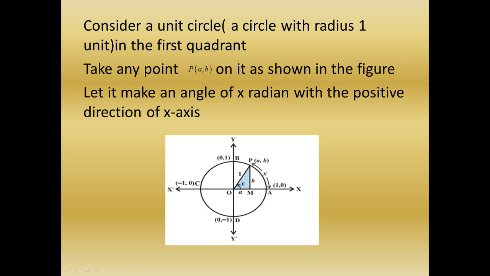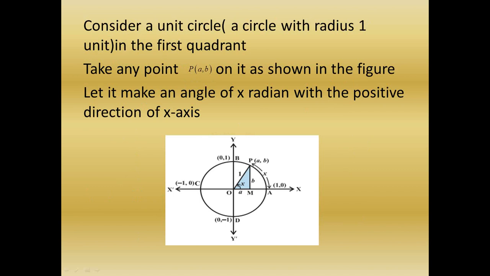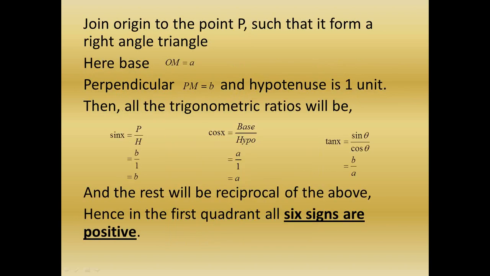And here the angle is, as I have told you in my first lecture in trigonometry, when we take the angle anti-clockwise the angle is positive, and clockwise the angle is negative. Now we join all the 3 points, and we can see that it's a right angle triangle. So I have written, join origin to the point P such that it forms a right angle triangle. Here base OM is equal to A, and perpendicular MP is equal to B.